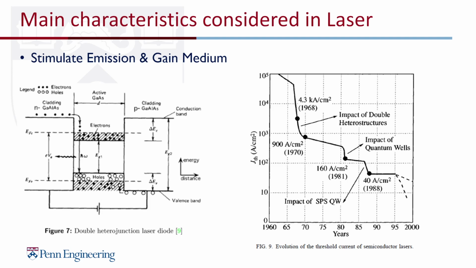In the heterostructure laser diode, a double heterojunction laser diode for example, with a narrow band gap active layer between the p-n junction, the narrow band gap helps to confine the electrons and holes in this region.